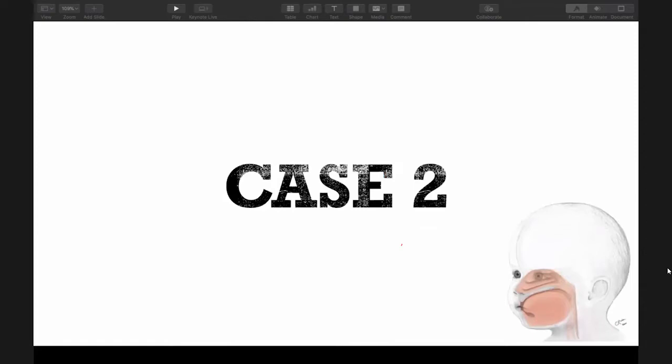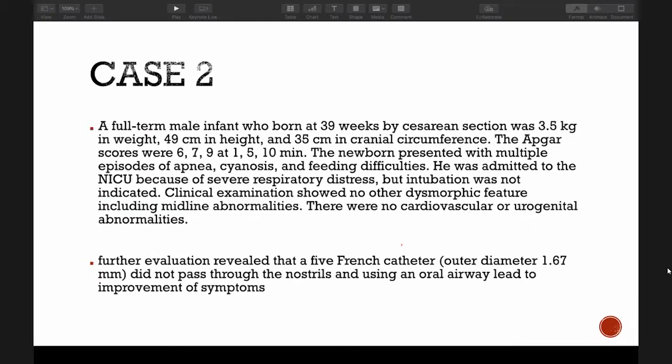For our second case, we have a full-term baby born at 36 weeks by CS. The weight was 3.7 kg, and Apgar scores were 9 at 1, 5 and 10 minutes. The newborn presented with multiple episodes of apnea, cyanosis, and feeding difficulty. He was admitted to the NICU because of severe respiratory distress. However, intubation was not required. The examination was unremarkable, with no dysmorphic features, including midline abnormalities. Further evaluation revealed that a 5 French catheter could not be passed.